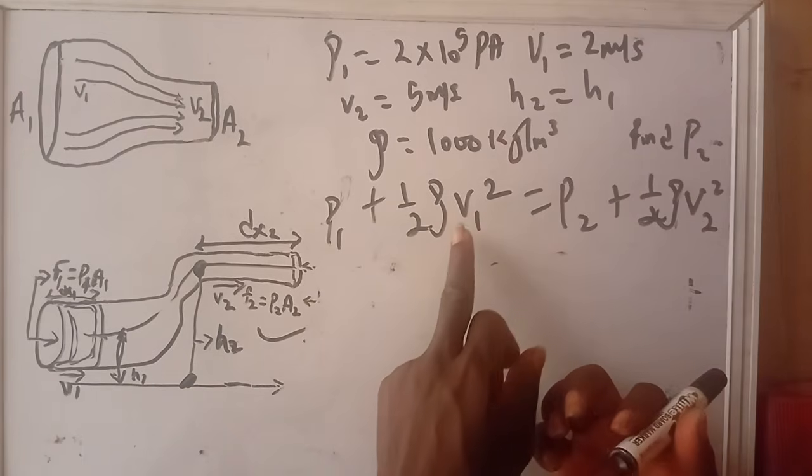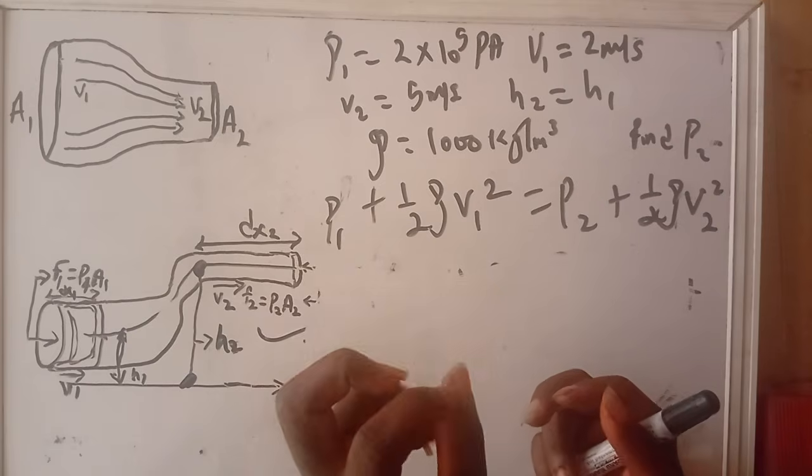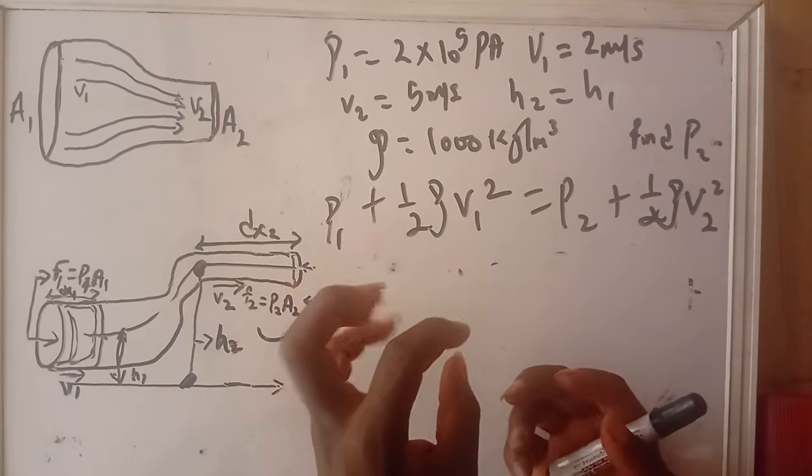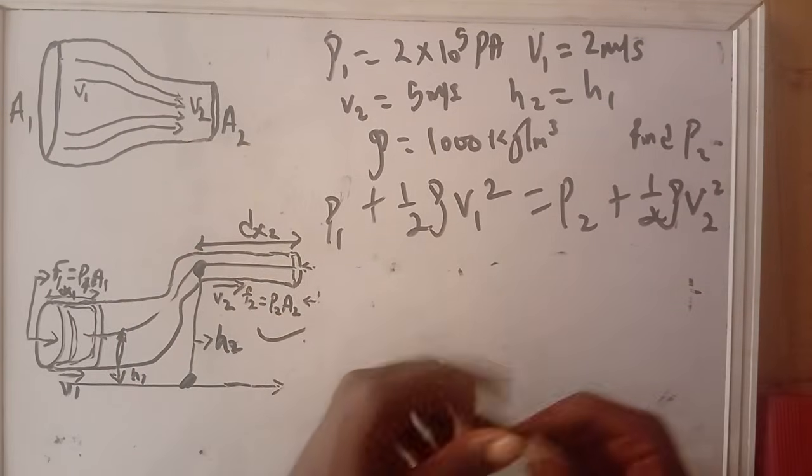If at any point I've misplaced density with P, please pardon me, just know the difference. And if at any point I've misplaced volume with velocity, pardon me, but you should be able to deduce all of that.